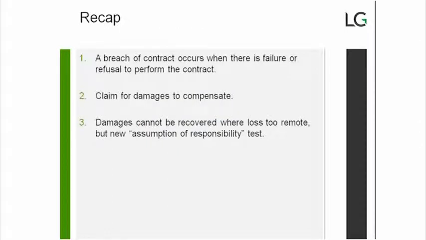So in conclusion, as a very quick recap, a breach of contract is committed where a party fails or refuses to perform its obligations under a contract. A breach of contract allows a party to claim for damages. The aim of an award of damages is to compensate for the loss which has been suffered. It is not to punish the defendant. Generally, the damages cannot be recovered where the loss which has been suffered is too remote. However, there is a new assumption of responsibility test, but this is going to be applied in only very exceptional circumstances.